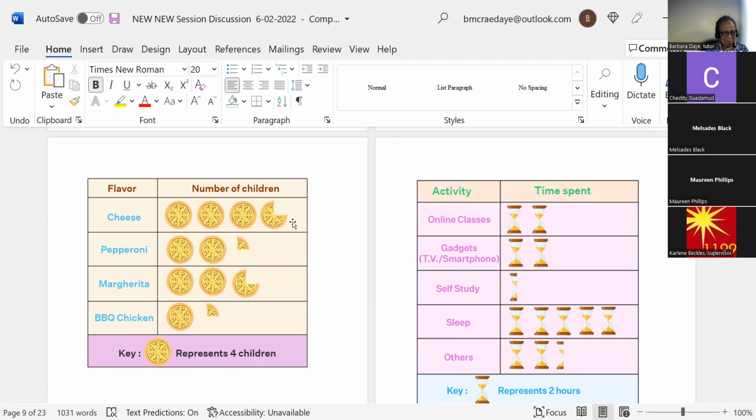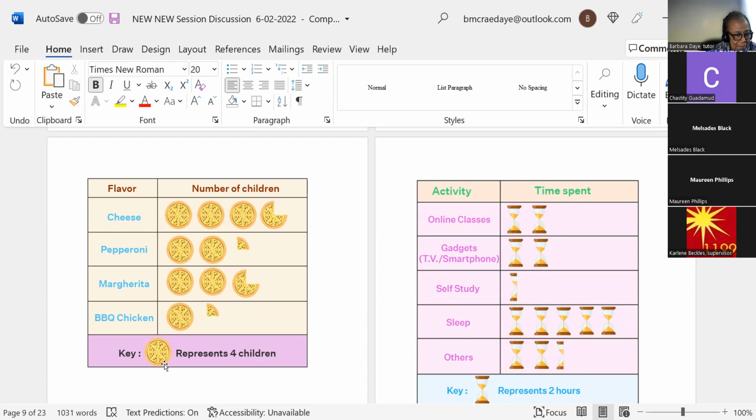Two whole go to each child. So each child gets two? No, whole. See, you've got to look at the key. Each symbol represents 4 children. Okay. So Mercedes, how many children prefer pepperoni?